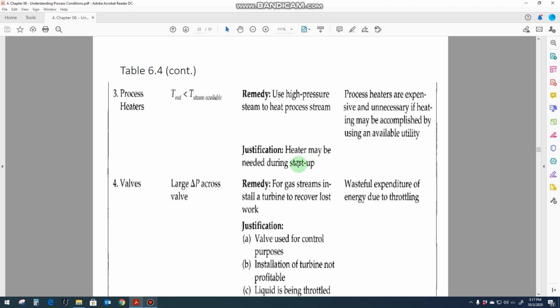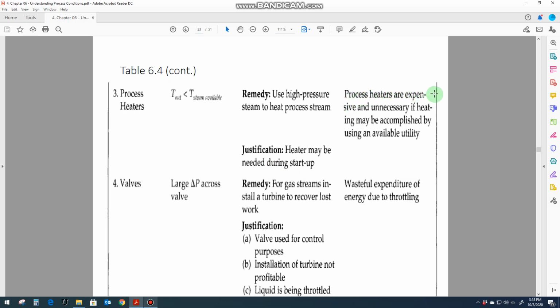Now what could be the justifications here? Heater may be needed during the startup. Whenever there is a startup, just after the closing of the industry, then you have to restart that process again. Then sometimes you have to supply the heat to the process stream. So in that case, we need separate heaters that can supply the heat to heat the process streams. Okay. Now, what could be the limitations?